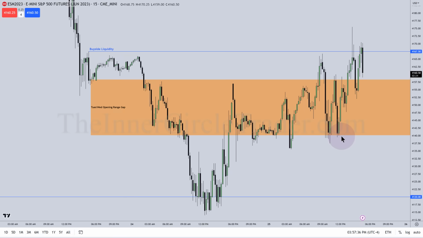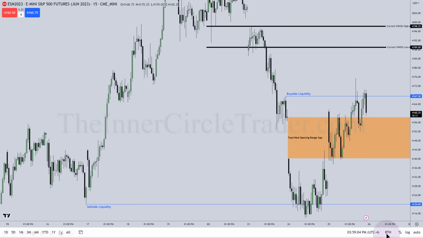So it comes all the way back down to the low of that opening range gap from Tuesday and Wednesday. Now, I'm sure you're probably scratching your head if this is the first time you're watching the video. What am I saying a Tuesday to Wednesday opening range gap is? Where do I get that information from? You have to change your chart to regular trading hours, not electronic trading hours. And you'll see the separation between the settlement price and the opening price on the new day.